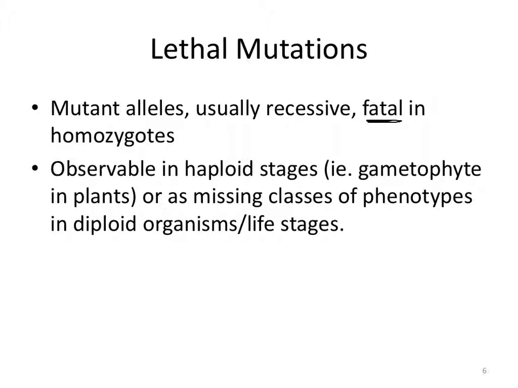Lethal mutations are easily observed in haploid stages when you're doing things like plant genetics, where you can actually study the gametophyte stage or the haploid stage. They're also often identified when you are doing crosses and you notice that an entire phenotype class that you predicted would occur is missing or absent. And we'll look at an example of that now.